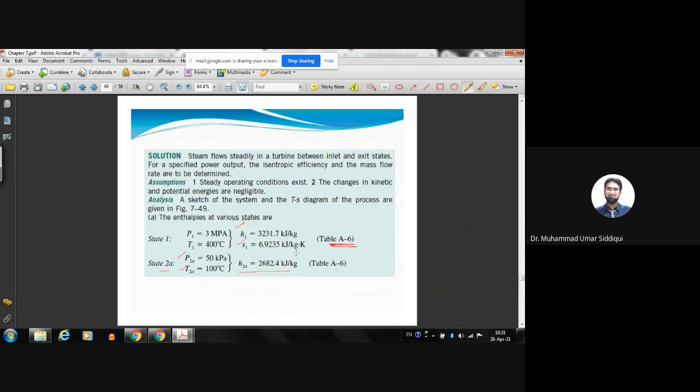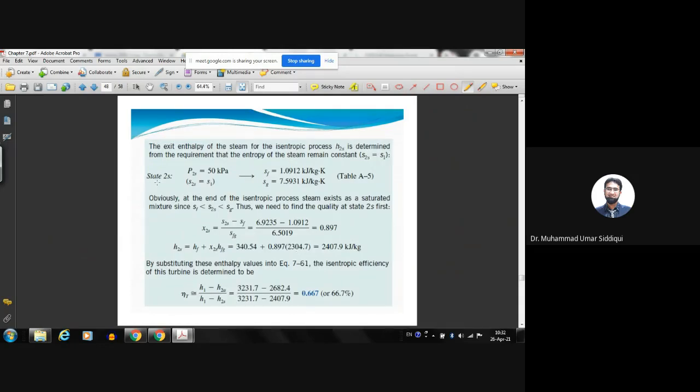Okay. The next thing is determining the H2S value. So we have P2S. P2S will be the same as P2A. And then we have S2S, because we know S1. So S1 is the same as S2S. Corresponding to that, when we go into the table, we determine that our S value is between SF and SG. So that means it has to be in the saturation state. So we first determine the quality, and then use the quality to determine the enthalpy. So we're going to get H2S.